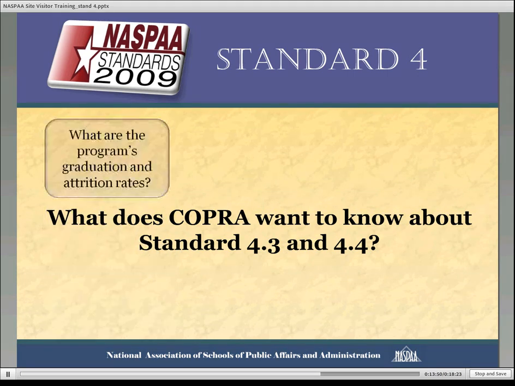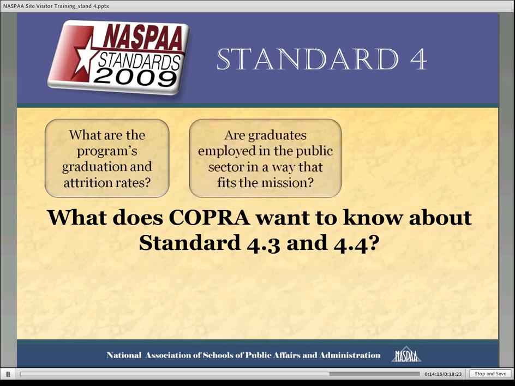So with respect to standards 4.3 and 4.4, those that have to do with support services and student diversity, there are several things that COPRA is particularly interested in, and they want you as site visitors to be particularly attentive to. First, what are the program's graduation and attrition rates? To what extent can those be explained? So if the graduation rate is not high and there's a high attrition rate, what's the explanation for that? There might be systemic explanations for that. There might be individual case explanations, and you can help document those.